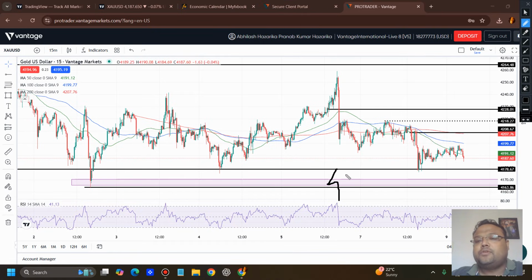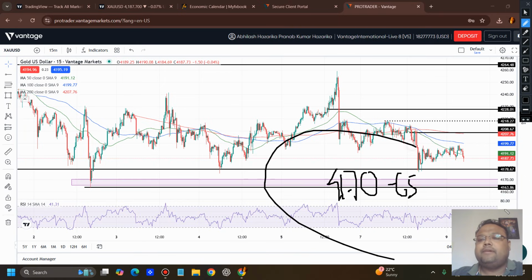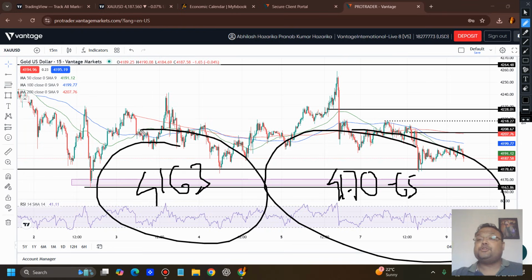The next buy zone for the day is around 4170, 4165. We have been discussing this. So during the day, if the market takes support, we can look for a buy around this area. And during the US session, if you see the market is under heavy selling pressure, just like yesterday, we can also look for a sell below 4163 as well.